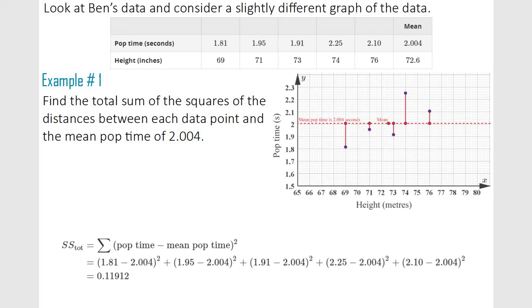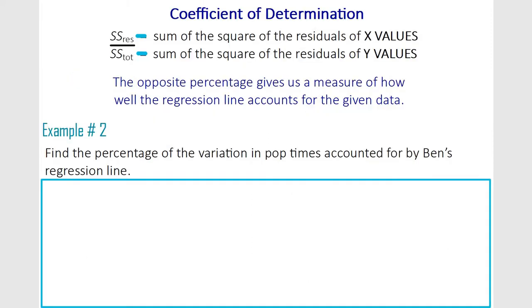Okay, so you're probably like, why do I need to know all this? Well, to get the coefficient of determination. All right, so this is your R squared value. It's just a fraction. So all we need to do is take the opposite of the percentage.